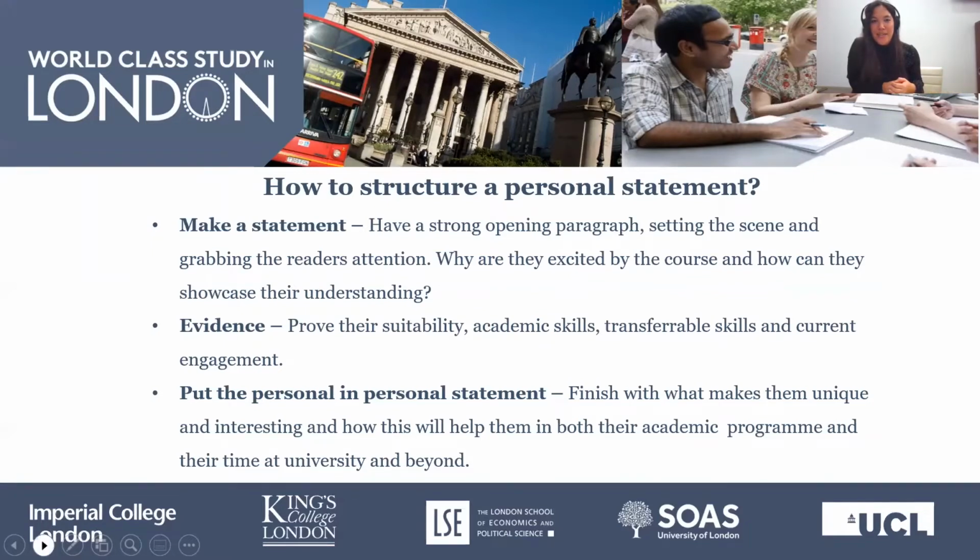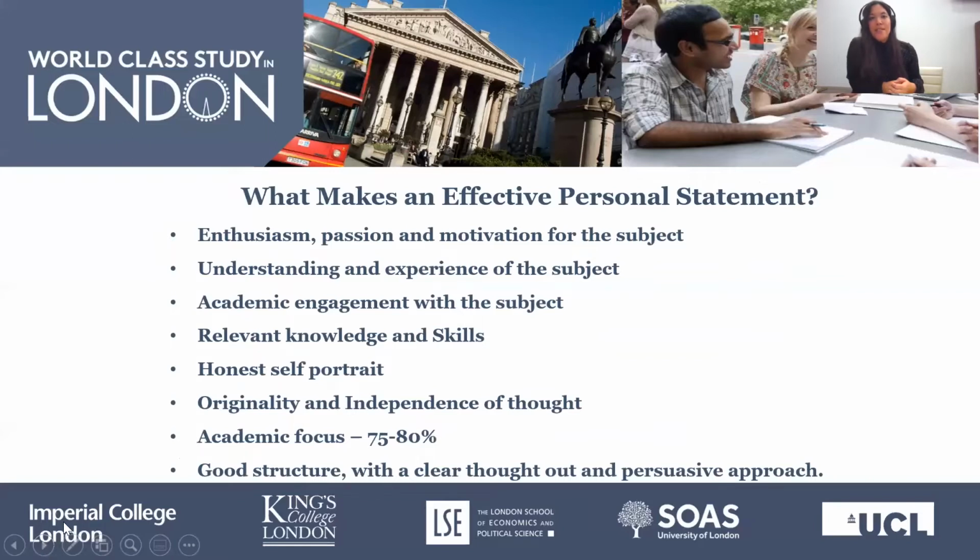We go on to the next slide. So again, in terms of what makes an effective personal statement, we've broken it down into some key areas for you here. So one of the first things to look at is enthusiasm, passion, and motivation for the subject. And I think this was mentioned before in the university introductions, and it's very, very true that this is what we're looking for. Then we need to understand their understanding and experience of the subject. So how have they engaged with it so far? What do they think studying a particular subject is?